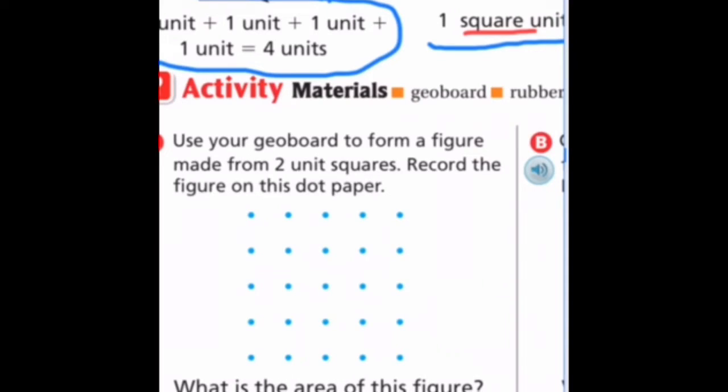All right, it says, use the geoboard to form a figure made from 2 unit squares. 2 unit squares means just basically 2 squares. And we're forming a figure, so those 2 squares need to be connected, right? And I'll show you an example of what I'm talking about. So here is 1 unit square, and here is a second unit square. So now I have a figure that has 2 unit squares.